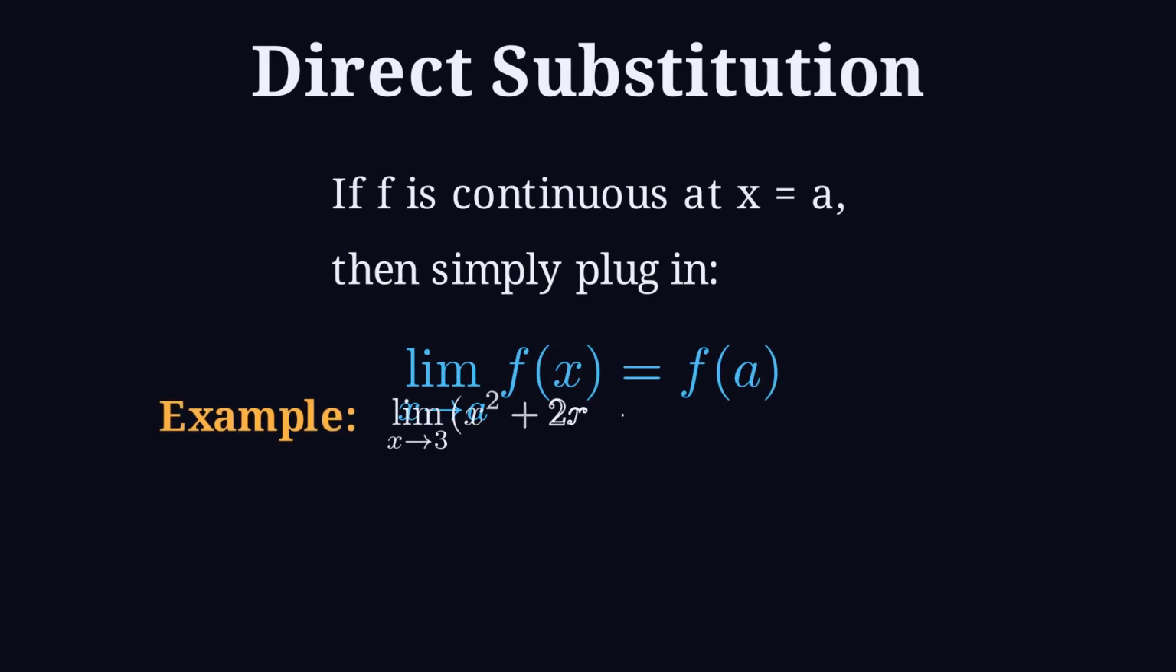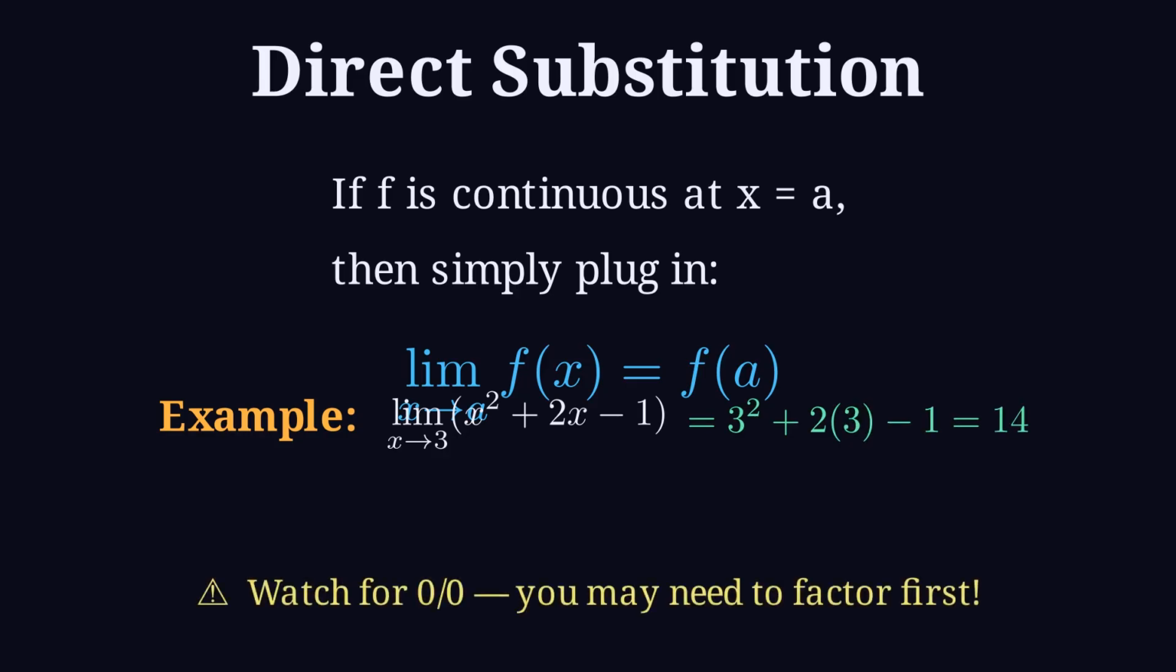The sum rule says the limit of a sum is the sum of the limits. The product rule: the limit of a product is the product of the limits. The quotient rule: the limit of a quotient is the quotient of the limits, as long as the denominator's limit is not 0. The constant multiple rule: you can pull a constant outside the limit. And the power rule: you can bring an exponent outside the limit. These laws allow us to break complicated limits into simpler pieces and evaluate them step by step.